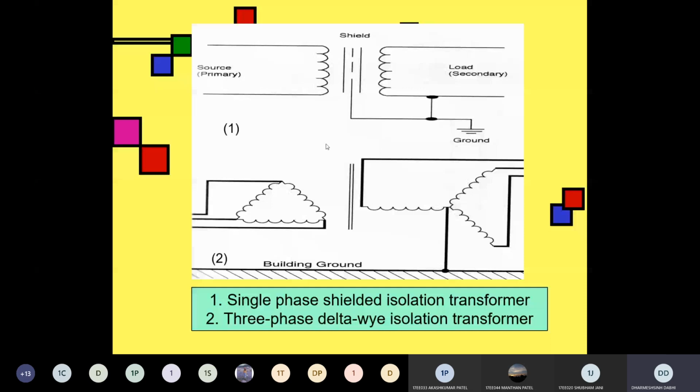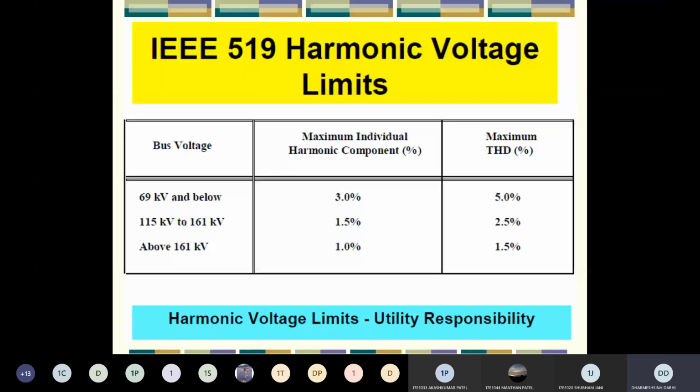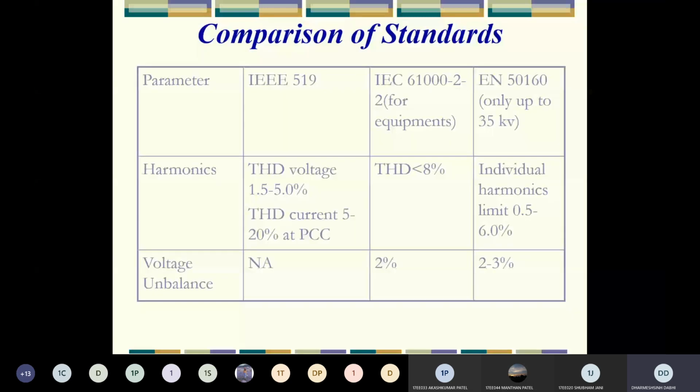Next, energy storage devices. Then IEEE 519 standards for harmonic voltage limitations. Then comparison of the standards IEEE 519, IEC 61000, and European standard EN 50160. For that, different standards have different values for harmonics and for voltage unbalance. Then what is responsible for these power quality improvements? That we have studied in the last lecture. So I hope it is clear to all of you.